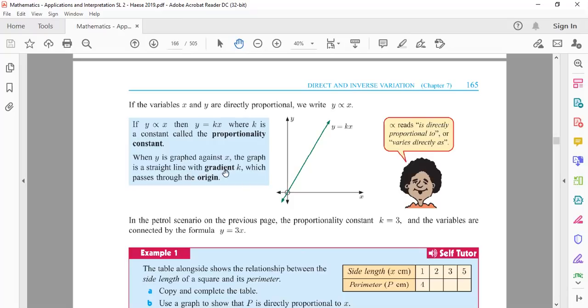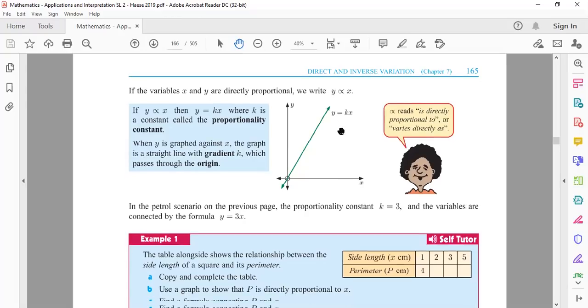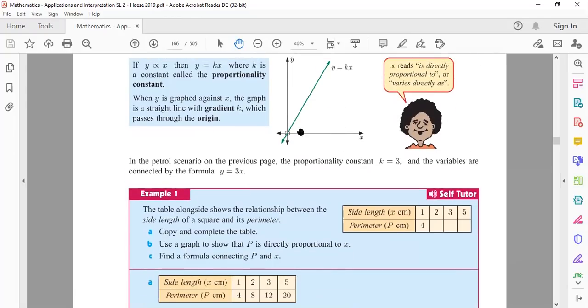The gradient will be k, which is constant. So when y is graphed against x, the graph is a straight line with gradient k which passes through the origin. It will go straight, so y is equal to kx. Always the graph will be like this.